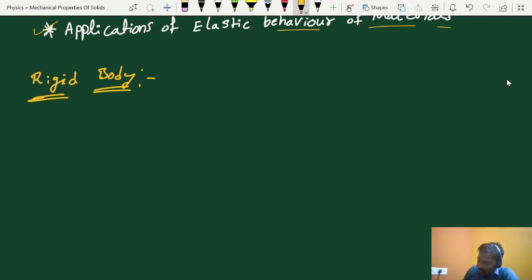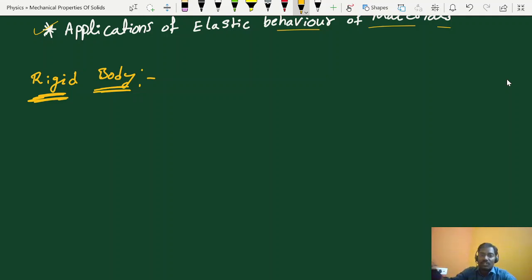See students, rigid body. In the system of particles chapter you might have studied about the rigid body. Let us have a little recap of this rigid body. A rigid body is any body in which the relative separation between the particles of the body does not change with the external deformation force. Such a body is known as a rigid body.